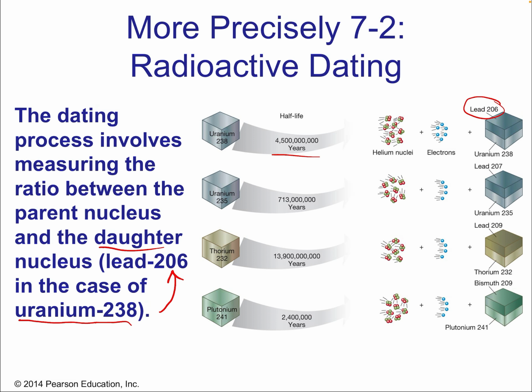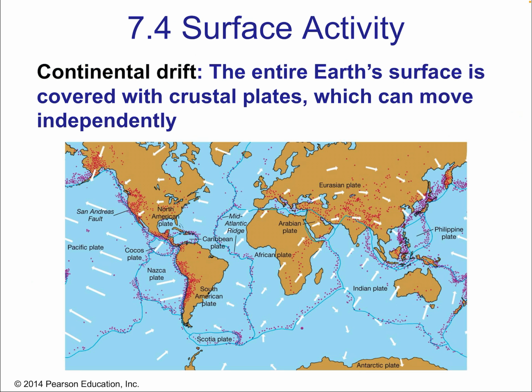So after exactly 4.5 billion years, a sample of uranium will then become half uranium-238 and half lead-206. See, that would be exactly one half-life. It becomes half of each. Okay? And then what would happen after two half-lives? Well, then you'd have 1/4 uranium-238 and 3/4 lead-206. See? Okay. All right. So let's move on to the surface of the planet.